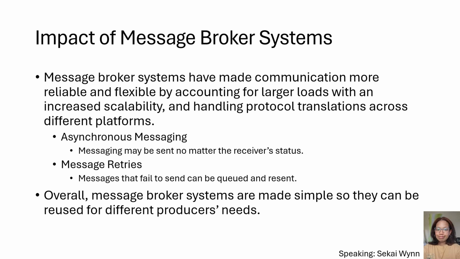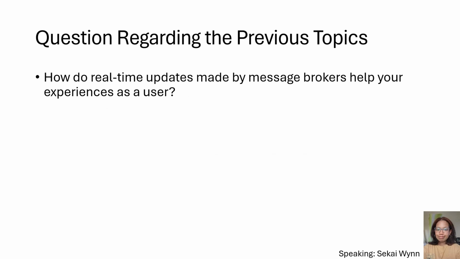This means messages can be sent regardless of whether or not servers are online, and when a message fails to send for whatever reason, it can be queued for a user to resend or cancel. Overall, message broker systems are made simple so they can be reused for different producers' needs. My question for you is, how do real-time updates made by message brokers help your experiences as a user?